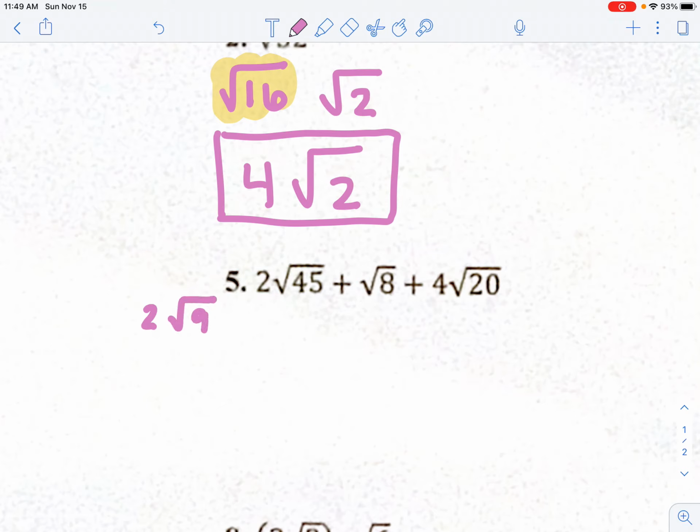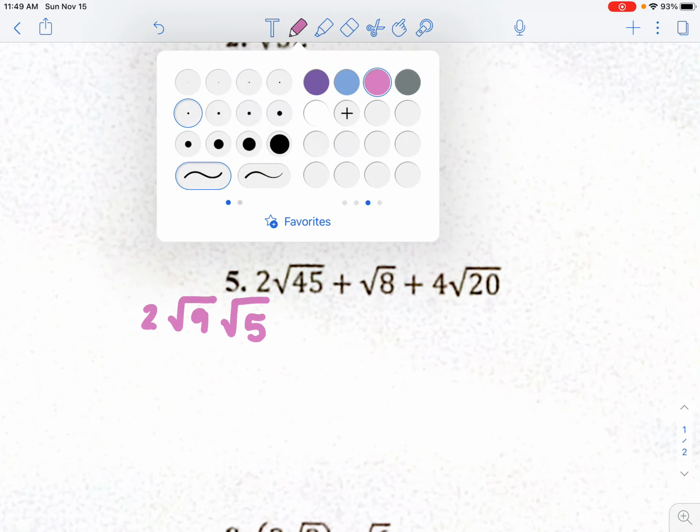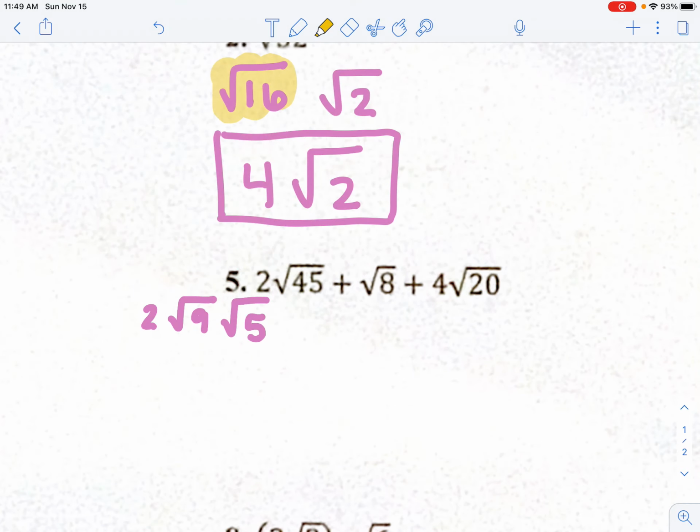keep that 2 out there. I know 9 goes into it 5 times. All right, and I know the square root of 9 is one of our perfect squares. The square root of 9 is 3, so I've got 2 times 3 radical 5. 2 times 3 is actually 6 radical 5. So I've reduced that down.